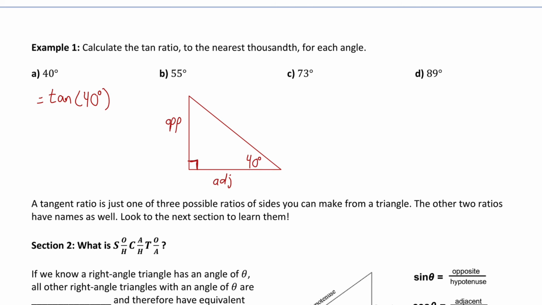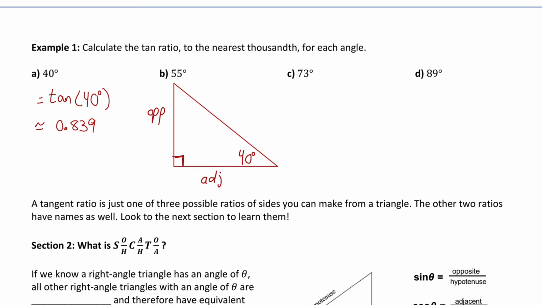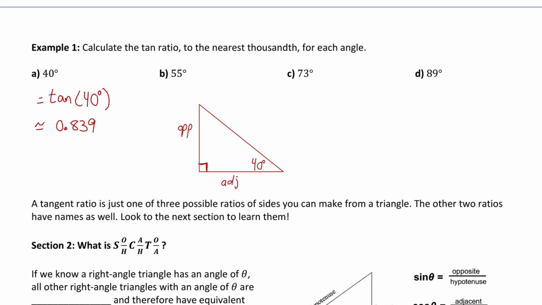So when you type tan of 40 degrees and your calculator tells you that it's about 0.839, that's the ratio of the opposite side to the adjacent side in any right triangle that has a reference angle of 40. I don't actually know what the length of the opposite or the adjacent are, but I know their ratio is going to be 0.839, because for any right triangle with that same 40-degree reference angle, it wouldn't matter how big or small I made that triangle, they would all be similar and therefore have the same ratio of sides.